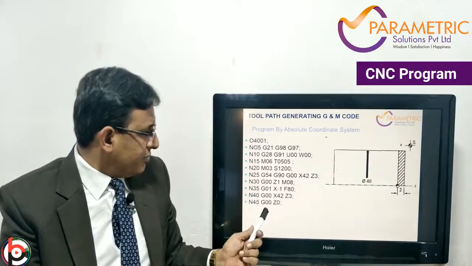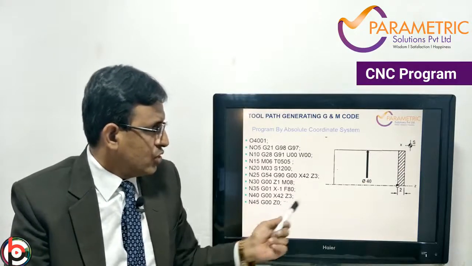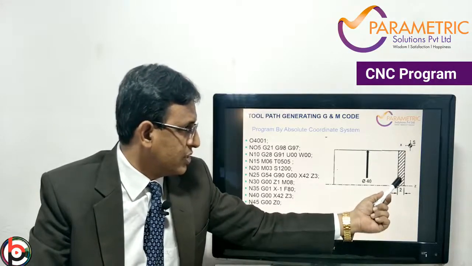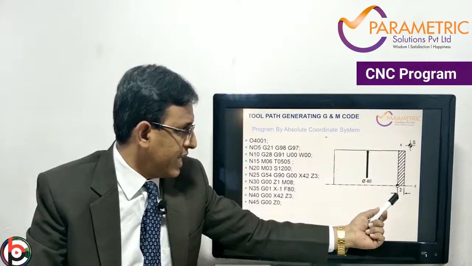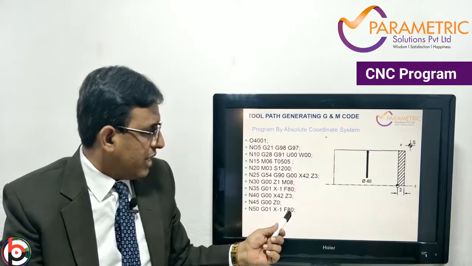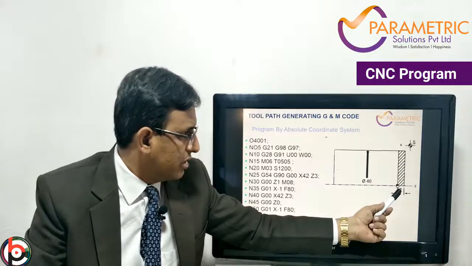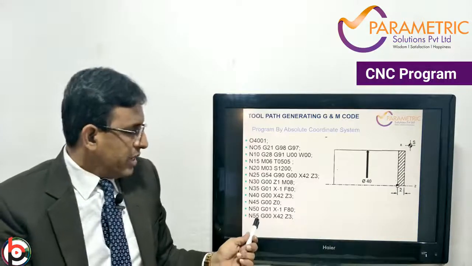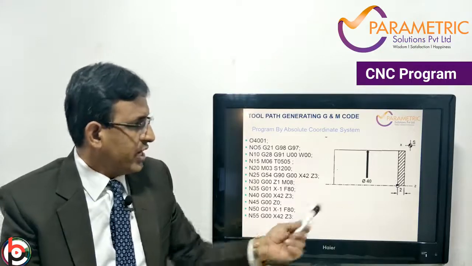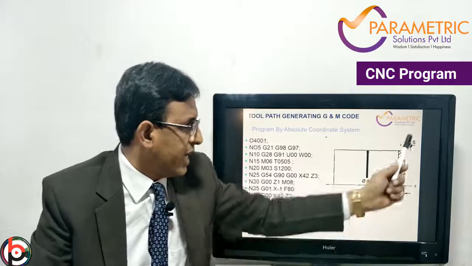Okay. Then the next block is N45, G00 Z0. The tool moves from here to the zero face. So Z0 here. From here the tool next moves with G01 X-1 and feed is 80. So now on the facing it moves over here. Okay. Then the next block is N55, G00 X42 Z3. So once this facing has been done, the tool moves back to the start point.